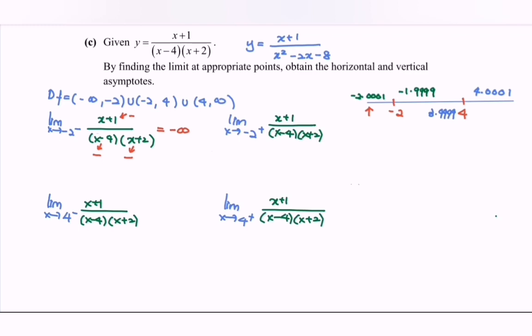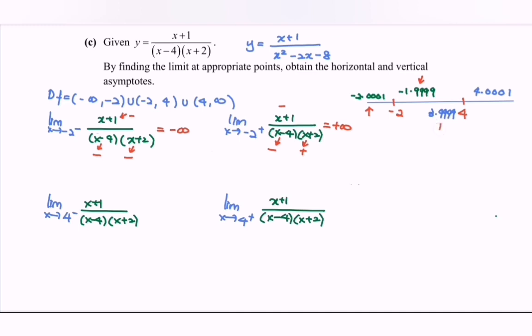Next, we're going to substitute this value. Here we will have negative. If we substitute this part, we will have a negative. If we substitute this part, we will have positive. So the value of y will be increasing without bound, as x approaches negative 2 from the right for the function f(x).